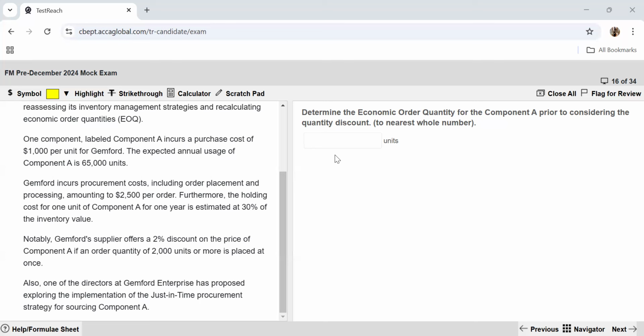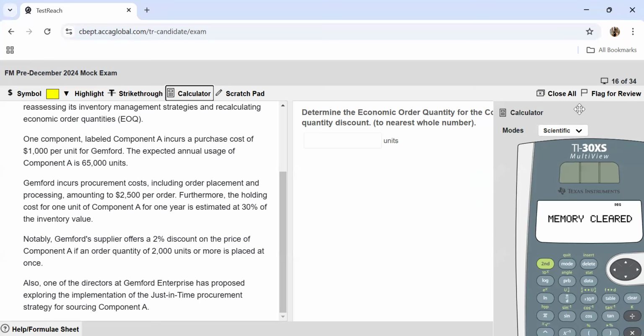Also, one of the directors at Gemford Enterprises has proposed exploring the implementation of a just-in-time procurement strategy for sourcing component A. Now, let's have a read at the first requirement. The first requirement wants you to determine the economic order quantity for the component A prior to considering the quantity discount. So what I'm going to do is open the calculator here.